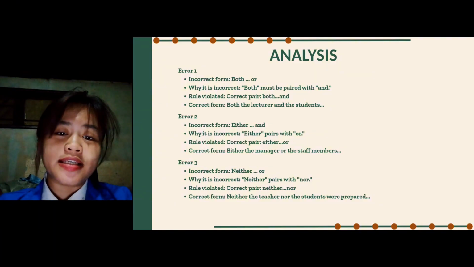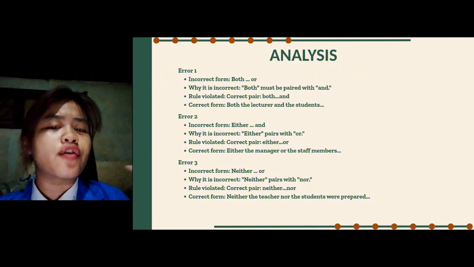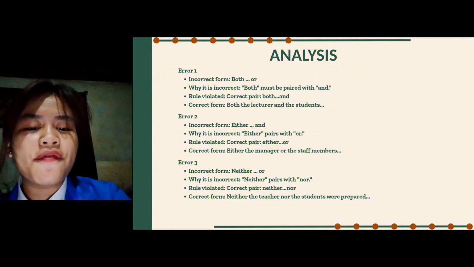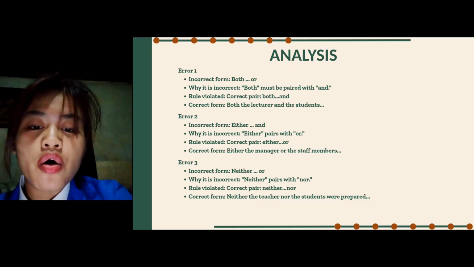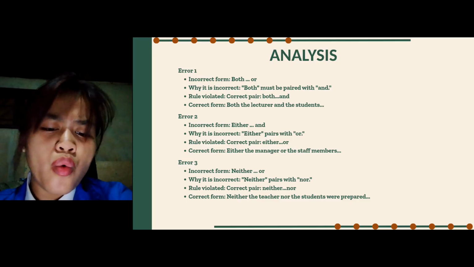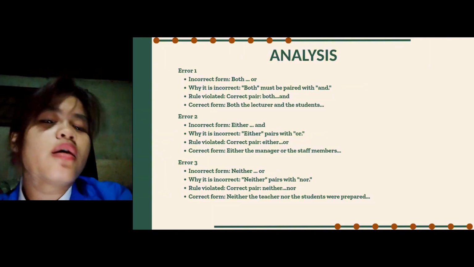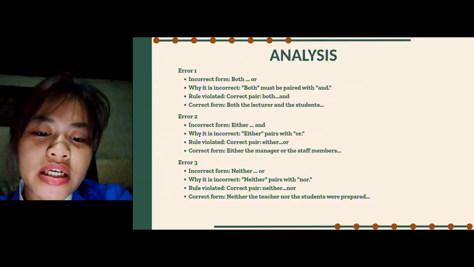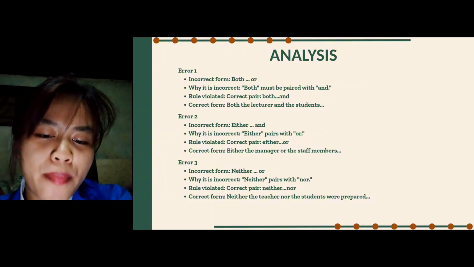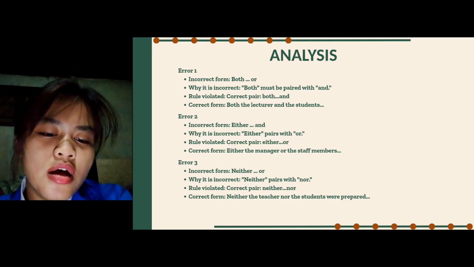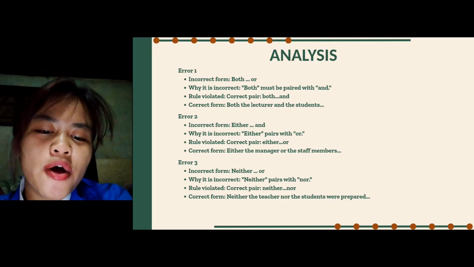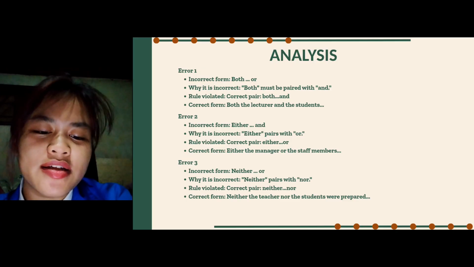This is my analysis of this paragraph. So for the first error, incorrect form: both or. Why is it incorrect? Both must be paired with and. Rule violated. Correct pair: both and. Correct form: both the lecturer and the students.